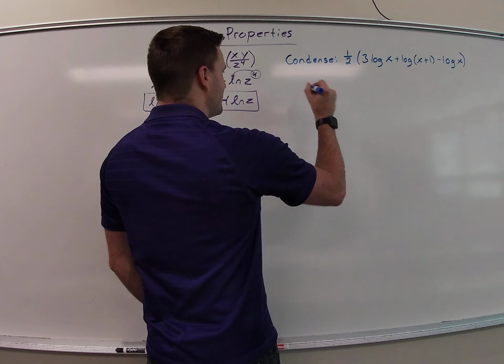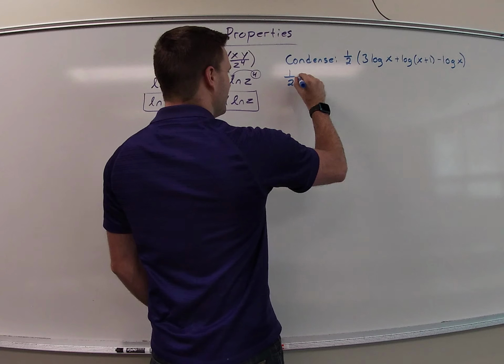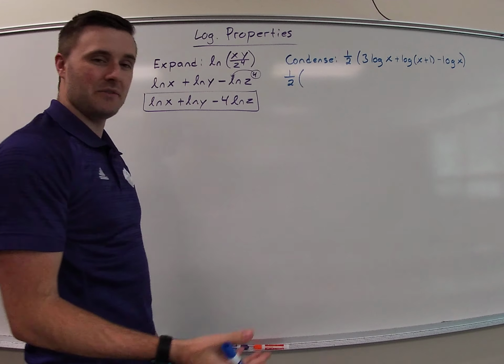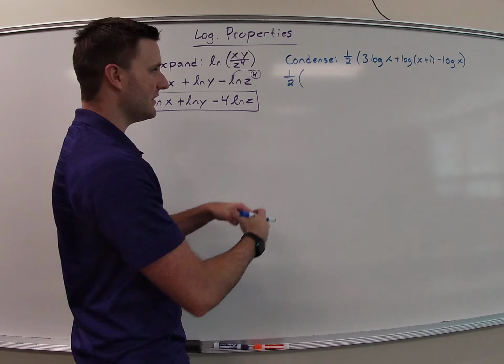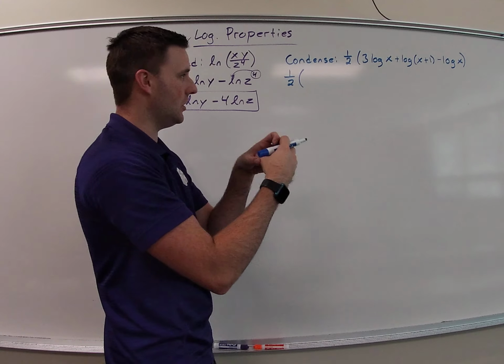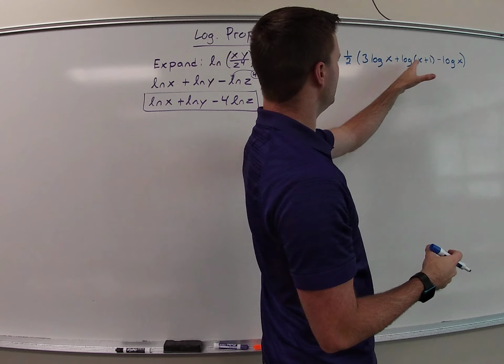Let's figure out the properties we know. Let's do the inside of the parentheses first, so leave that 1/2 on the outside. Now we're given a bunch of logs, and we want to get down to 1 log. Well, how many logs do I have? I have 1, 2, 3.